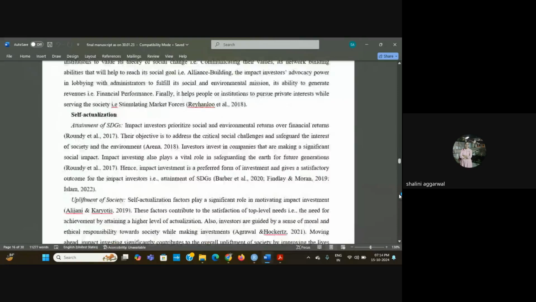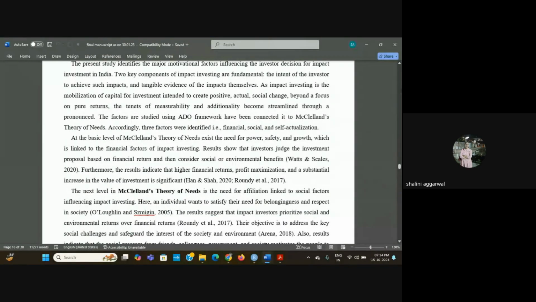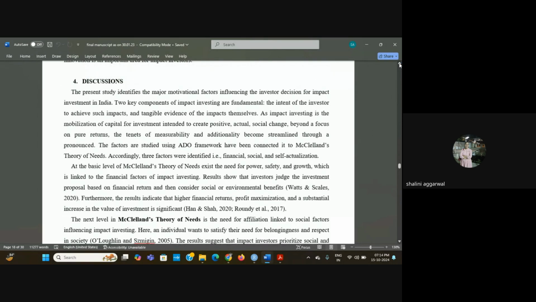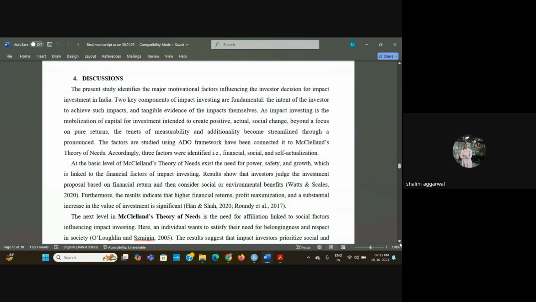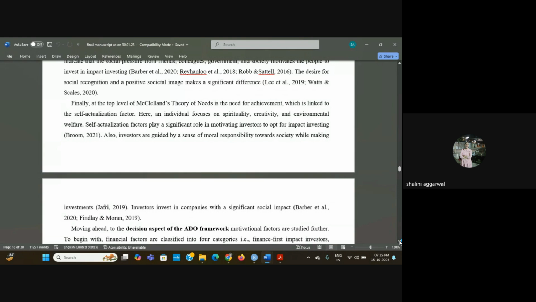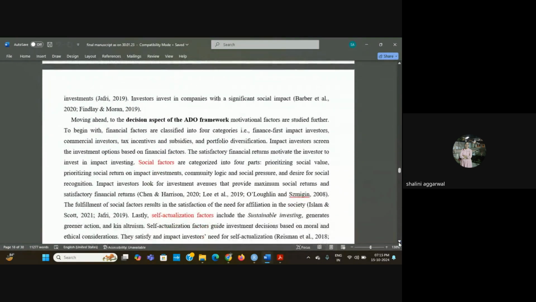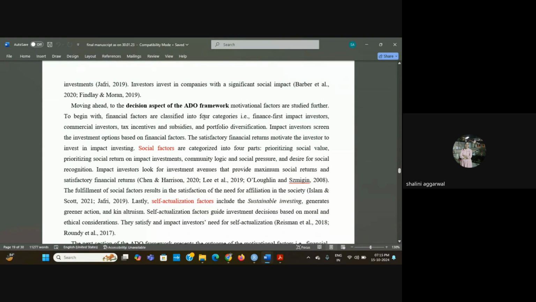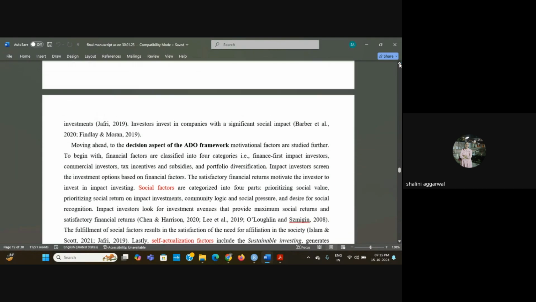Right. So the next part is the discussion. What do you write in the discussion section? The discussion section is a brief summary of the data analysis part. First of all, talk about Maslow's theory of needs in a very small paragraph, and then you talk about the different aspects. Let me show you this. I have just mentioned this over here. This is the decision aspect. Let me show you this.